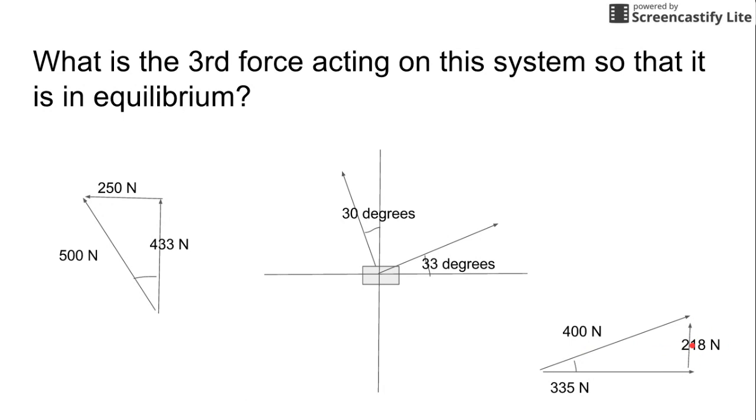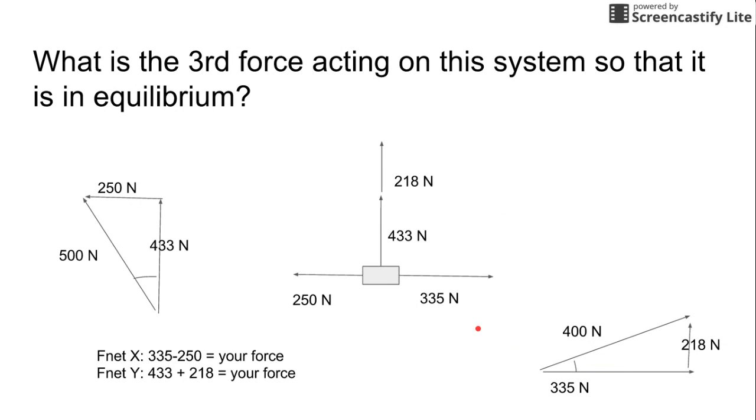So really what we have is a force pulling upward on this block, and this is a force pulling upward on the block. This 250 newtons is pulling to the left. This 335 is pulling to the right. So let's redraw this diagram in a way that is a little bit more clear. Instead of using angled vectors, we'll just put horizontal and vertical arrows. So we have this 250 newtons pulling to the left, the 335 newtons going to the right, the 433 going up, and the 218 going up.